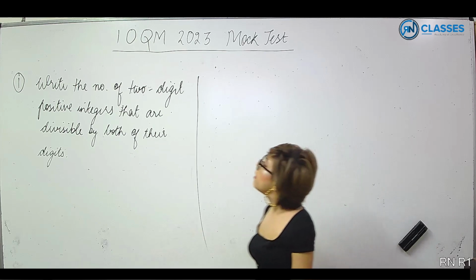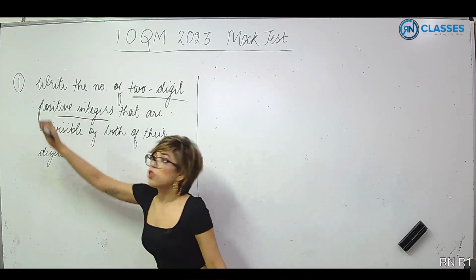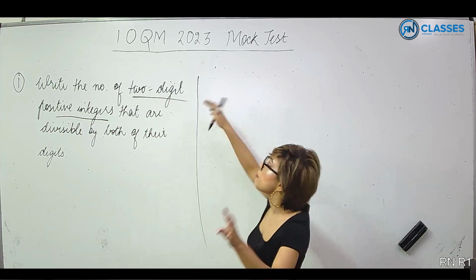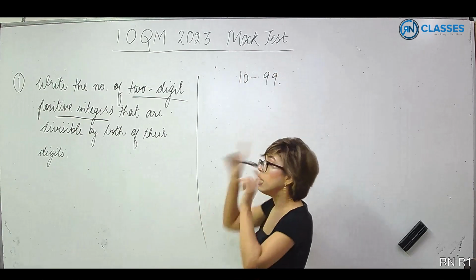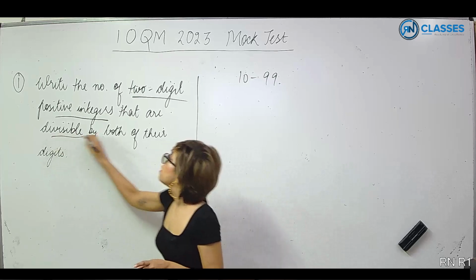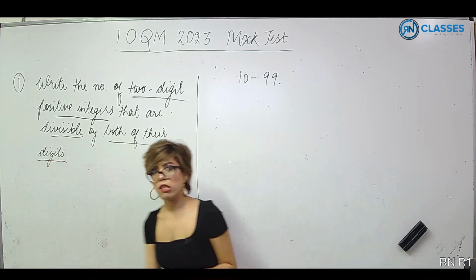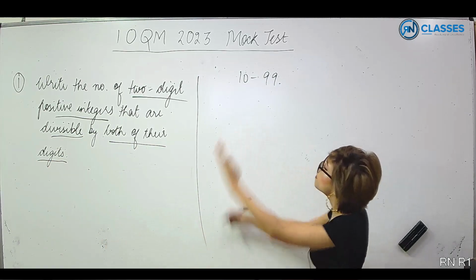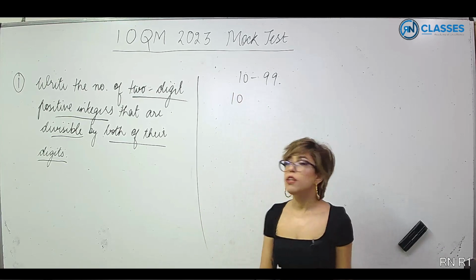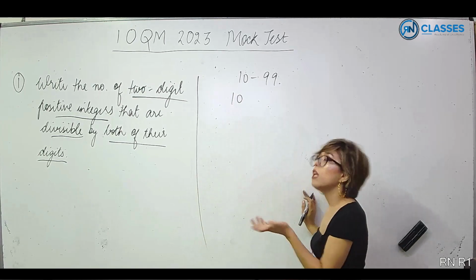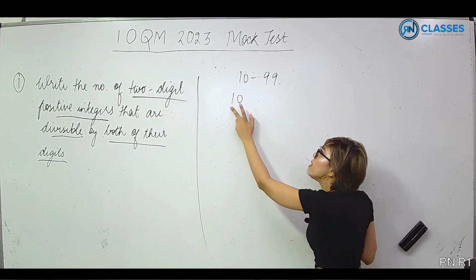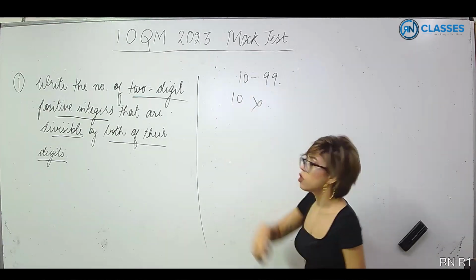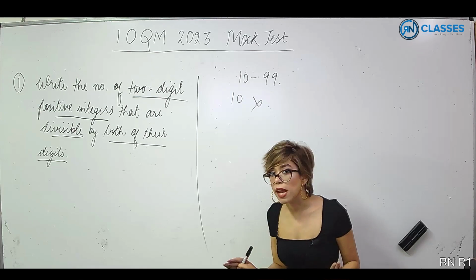Now he says write the number of 2-digit possible digits. So that means I need to consider only from 10 to 99. But there is a condition that it is divisible by both of its digits. So let me just consider the first, which is 10. Now the digits are 1 and 0 obviously. Now let me see whether 10 is divisible by 1, obviously. Then 10 divisible by 0, not a chance. So that means I will not consider 10.